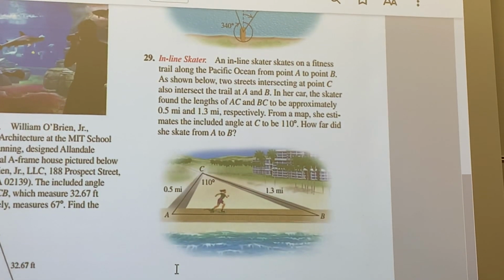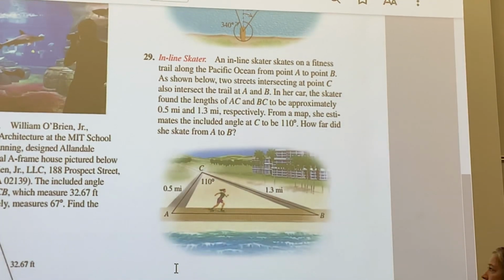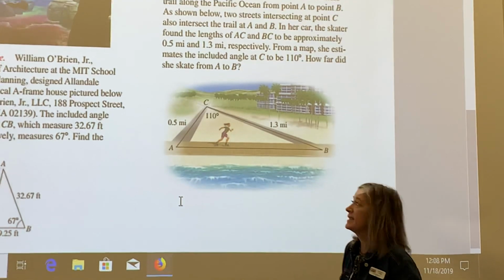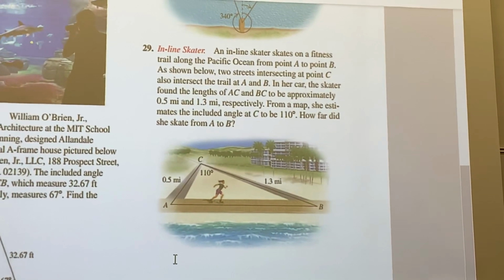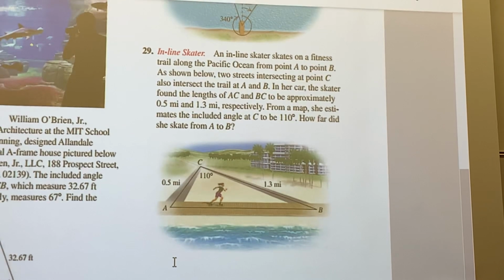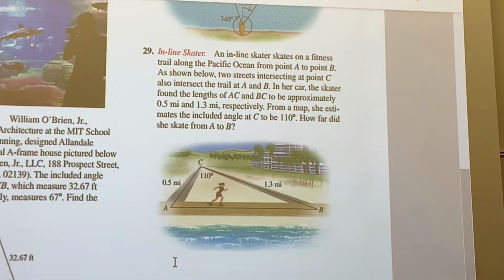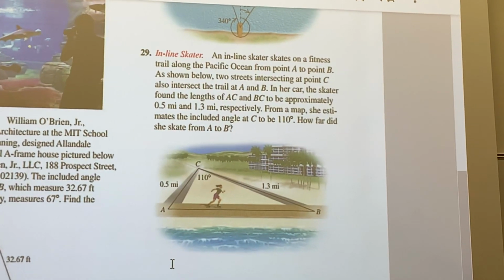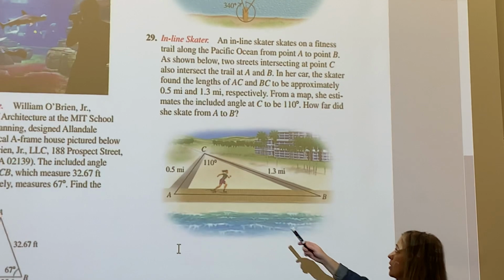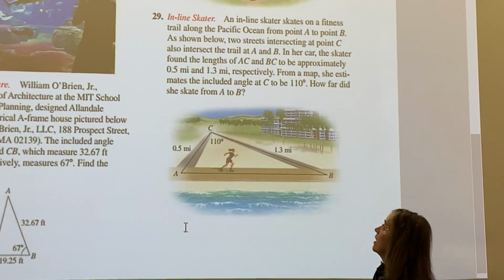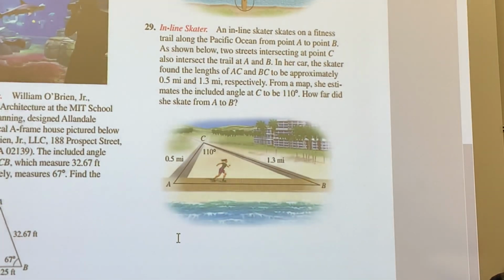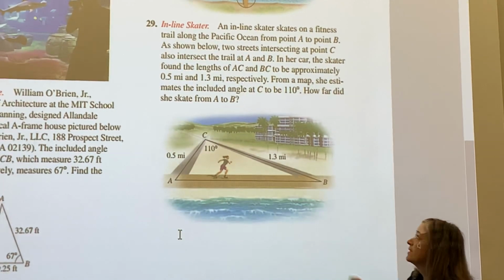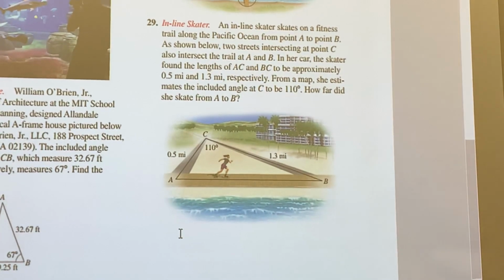It says, as shown below, two streets intersecting at point C. So here's our two streets right here. They intersect each other at point C. It says, at point C also intersect the trail at A and B. In her car, the skater found the lengths of AC and BC to be approximately 0.5. So AC, this one is 0.5, and CB, that is 1.3 miles.